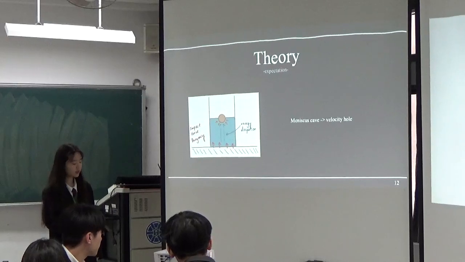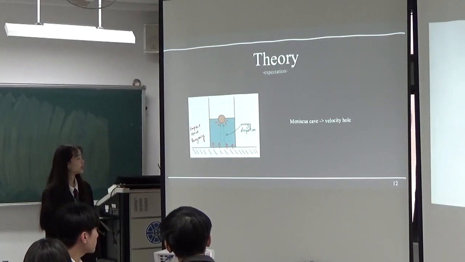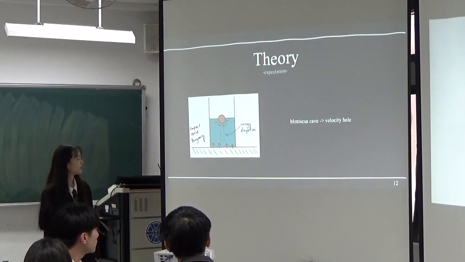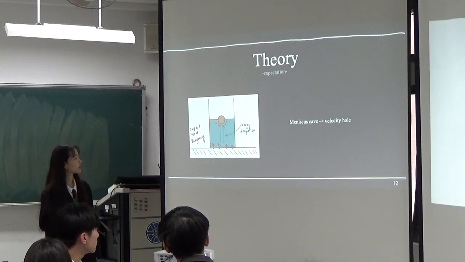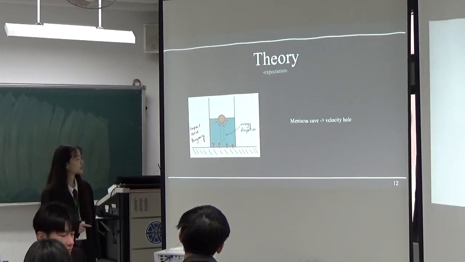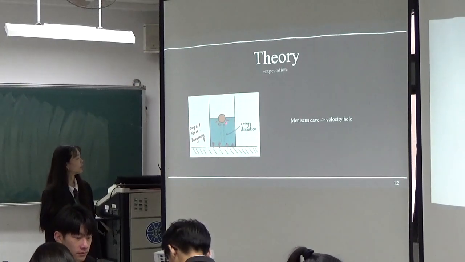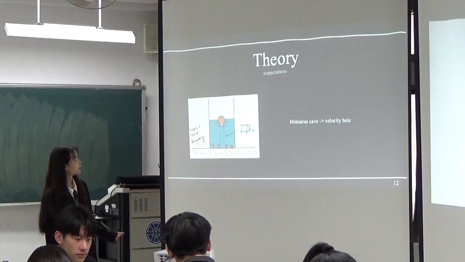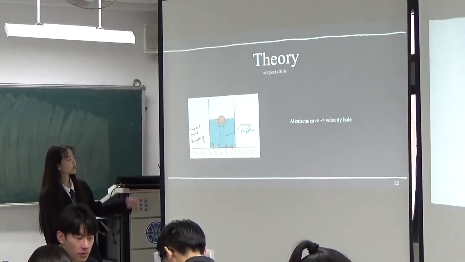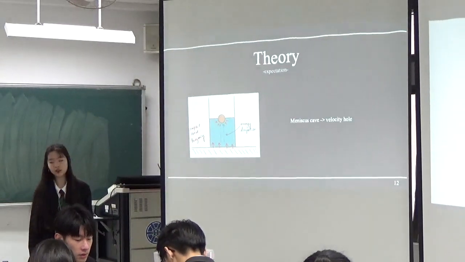And this is my guess from the beginning. I think that the impact force will give the force that makes the ball bounce out of the water, and there will be a slight energy dissipation, and the ball will get bounced out by the impact force. And also the meniscus cave will give the velocity to the ball.